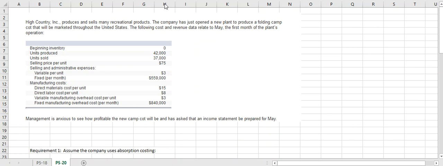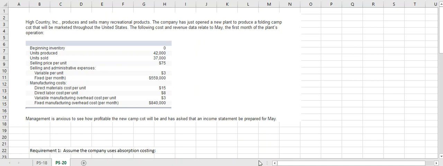Hi class. In this video we're going to look at another example from chapter 5. So this example is similar to your homework, specifically problem P5-20. So my numbers are a little bit different, but same process, so it should kind of give you a guide as to how to do your homework.